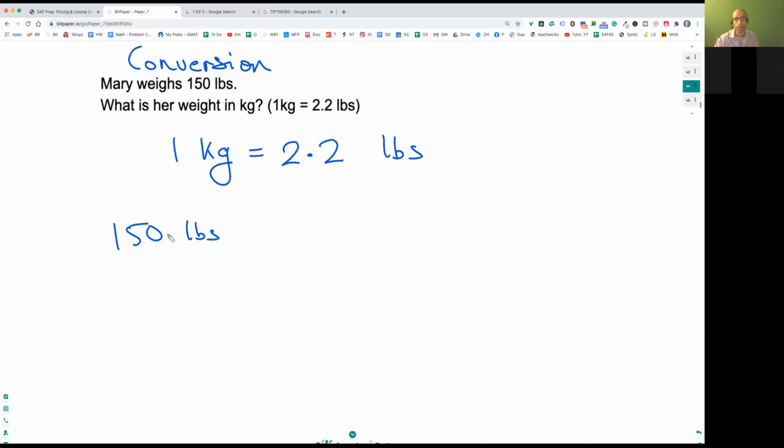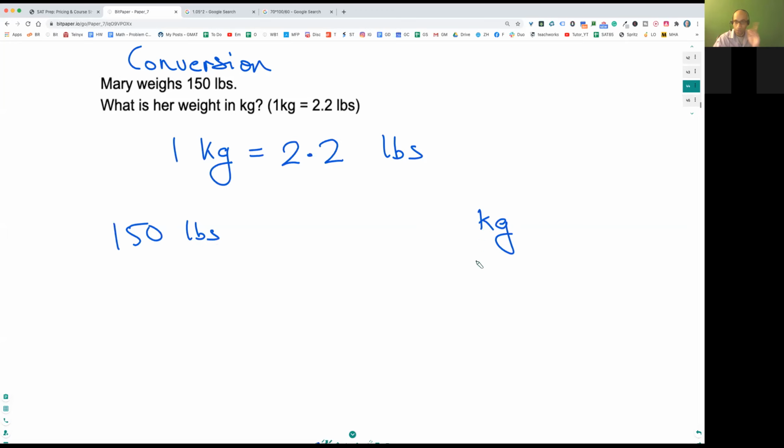So this is how you do it. 150 pounds, you got to convert it. You got to convert, like converting gold to silver, silver to gold, something like that, okay? 150 pounds, you got to convert it to kilograms, right? So this is your initial amount. This is your final amount, right?